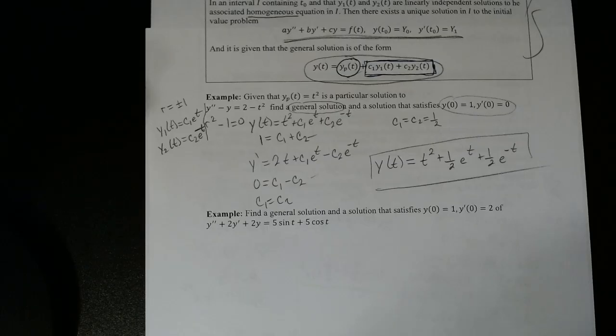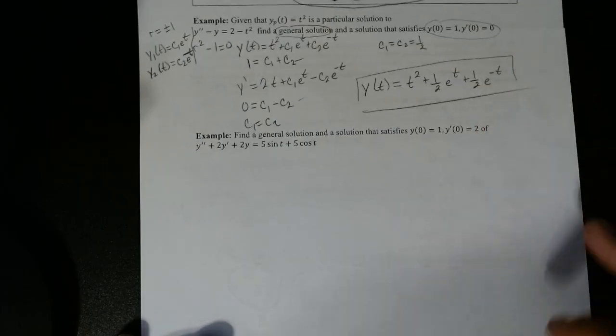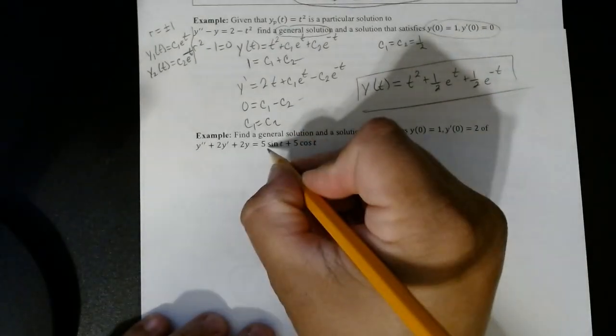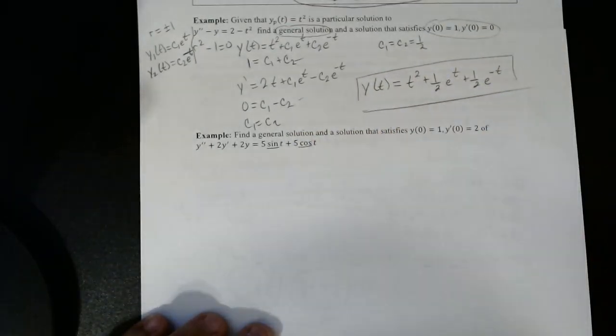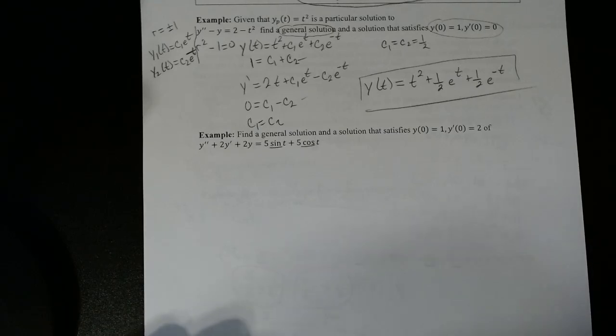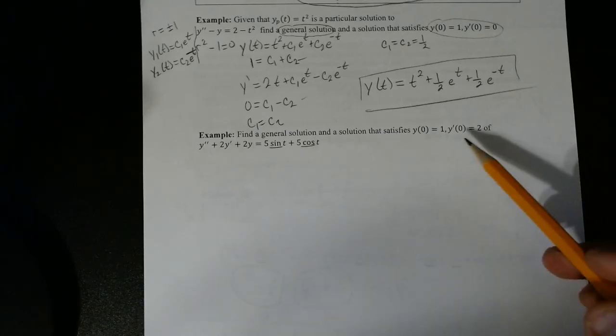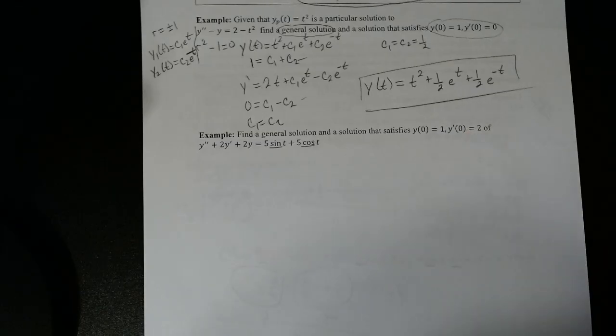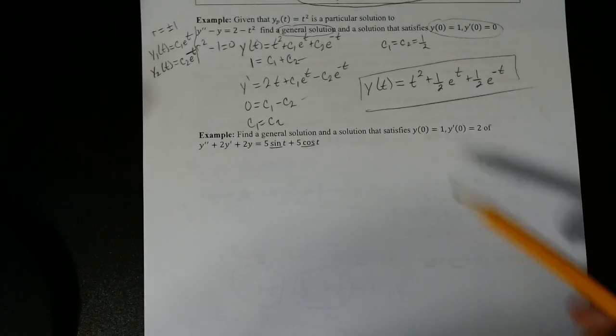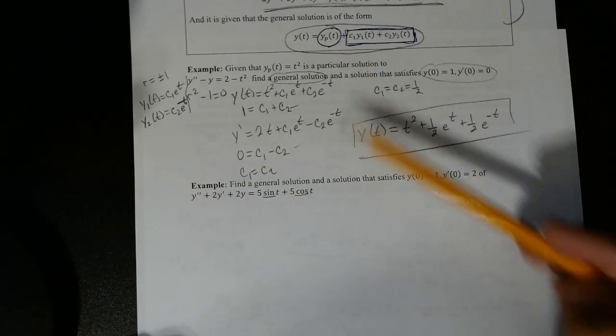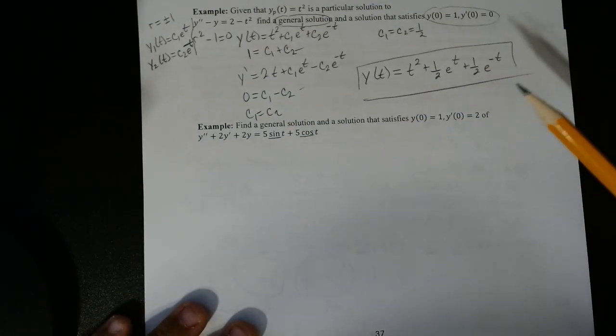So now let's do one that's not so fun to do. Sine and cosine. Same situation as above. Find the general solution and then find the solution that satisfies this condition. Okay, so unlike last time where we're given the particular solution, this one we have to find everything. And that's what takes a while to do.